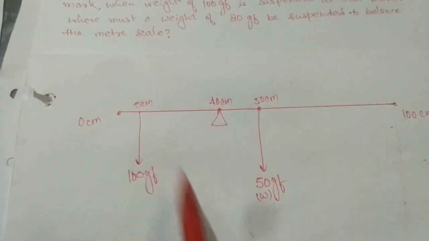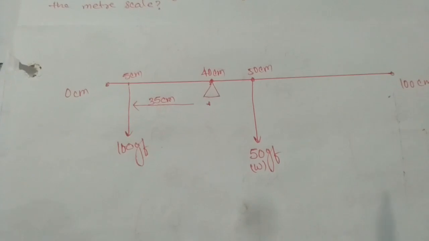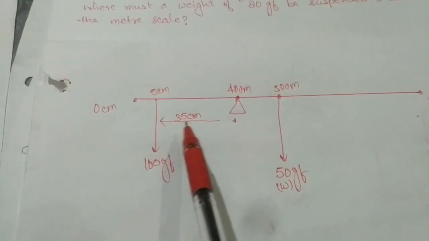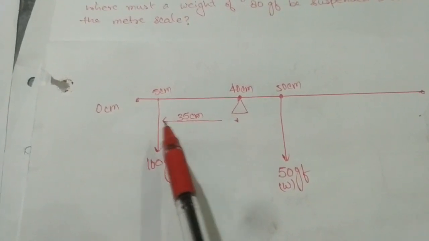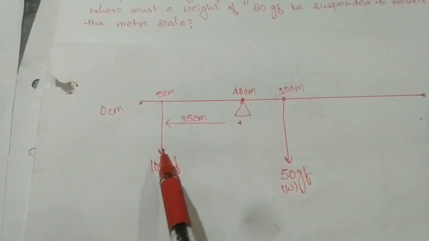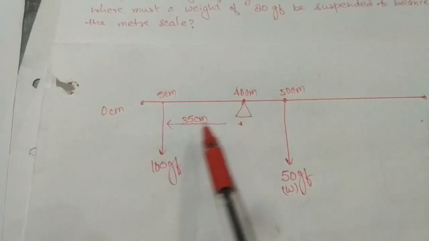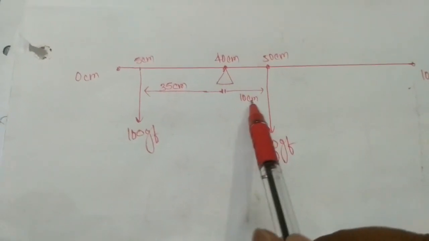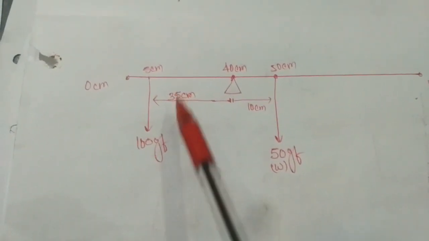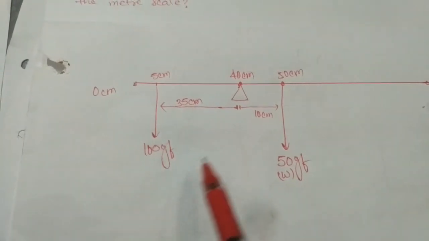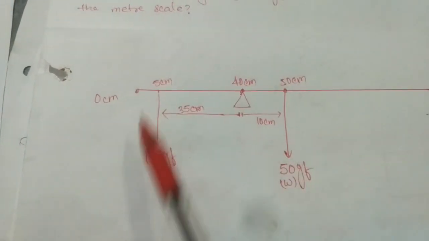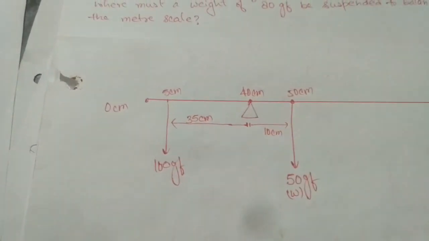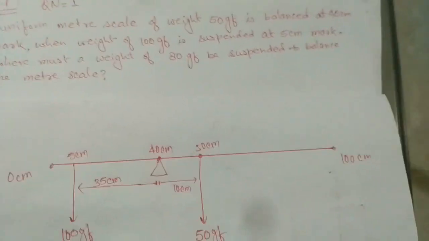Now mention the distances from the fulcrum. From 40 to 5, or you can say 5 to 40, the distance will be 35 centimeter. And why are we taking this displacement? Because for the moment of force we need the perpendicular distance. For this one, this is 10 centimeter. Now calculate the moment of force in this direction. 100 into 35, 3500, in the anti-clockwise direction. 50 into 10, 500, in the clockwise direction. Let's read what the further question is saying.